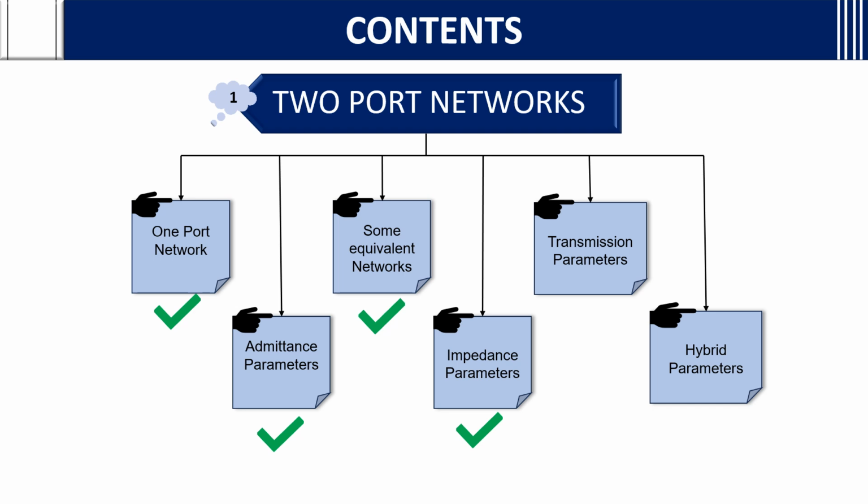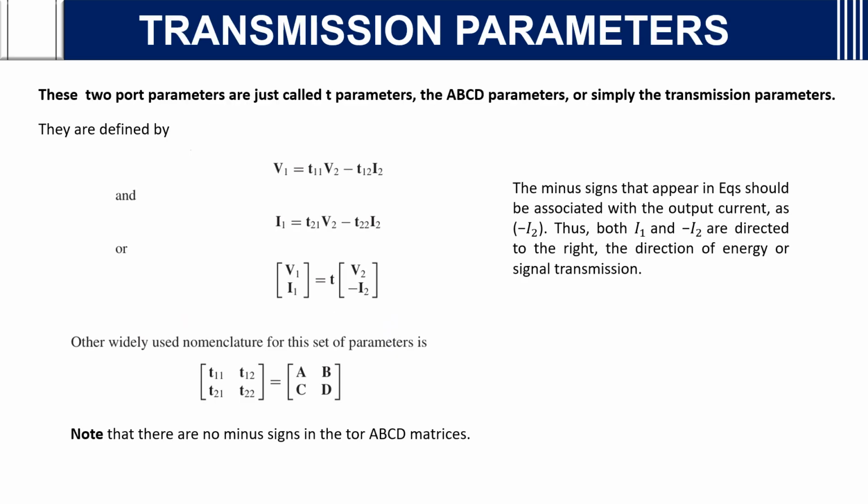We have already done one-port networks, admittance parameters, some equivalent networks, and impedance parameters. Today we will study a new parameter, that is transmission parameters. These two-port parameters are called T parameters, ABCD parameters, or simply the transmission parameters. Any of the three names may be used.